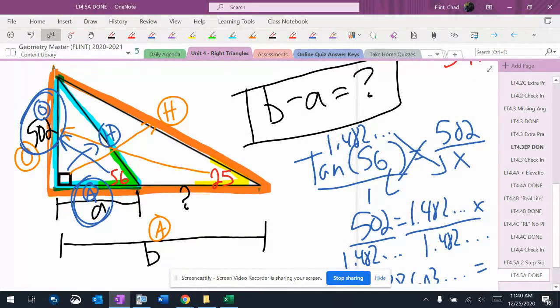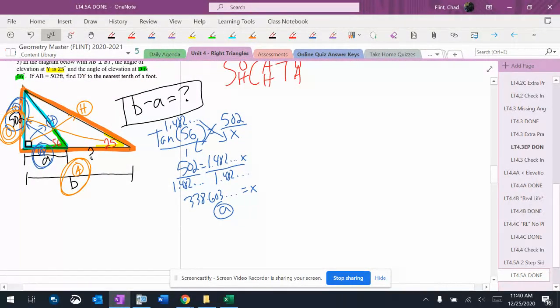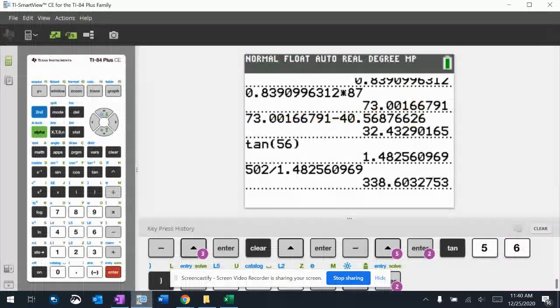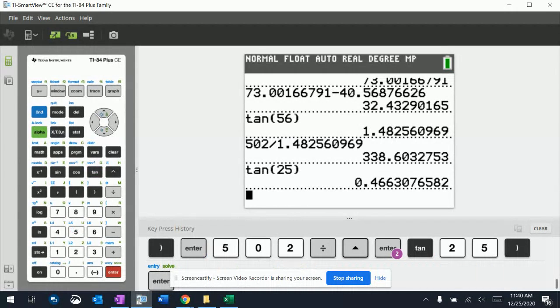So what am I going to do for this one? Probably it's tangent, but let's check it out here. I want to know the adjacent again, and I know the opposite. And the opposite is 502 for both of these triangles. So it's going to be a tangent problem again. So tangent of the angle equals the fraction. The opposite is 502. The angle is 25. Adjacent I don't know. Since I know the angle, I'm going to put it over 1. So tangent 25 is 0.466.